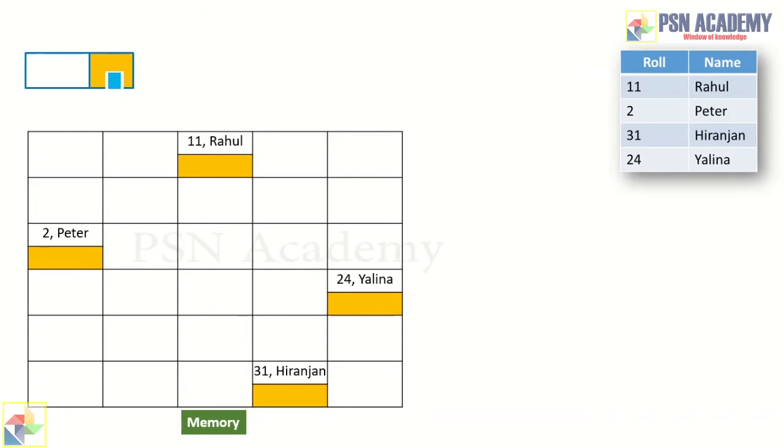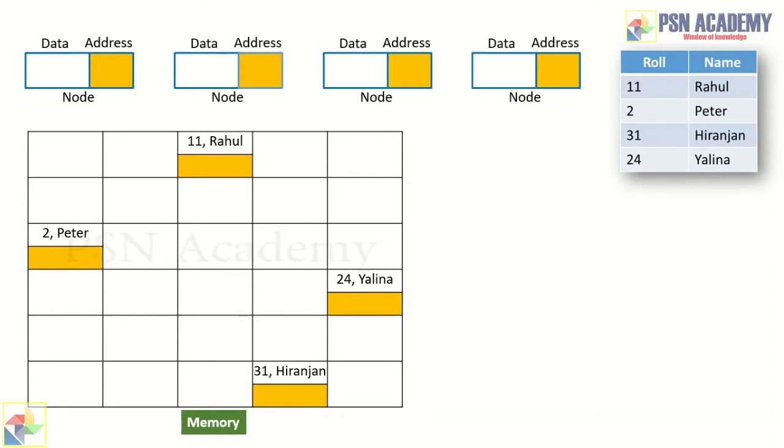We call this box-like structure a node. And it has two parts: data and address. Each node will store one record. So we will have 4 nodes like this. Now let us store the records in the data parts.